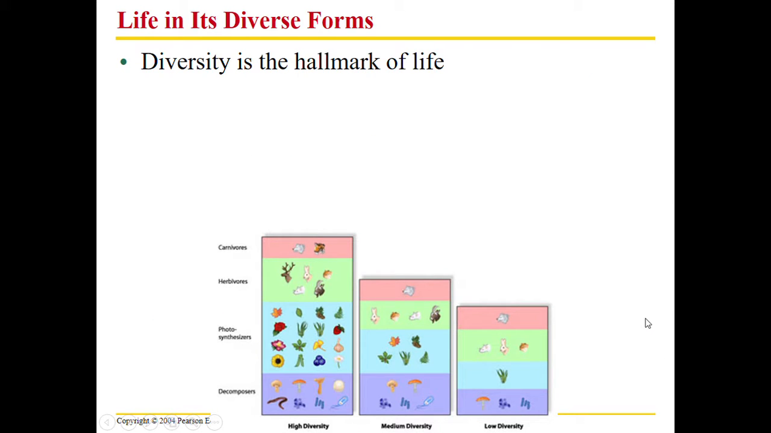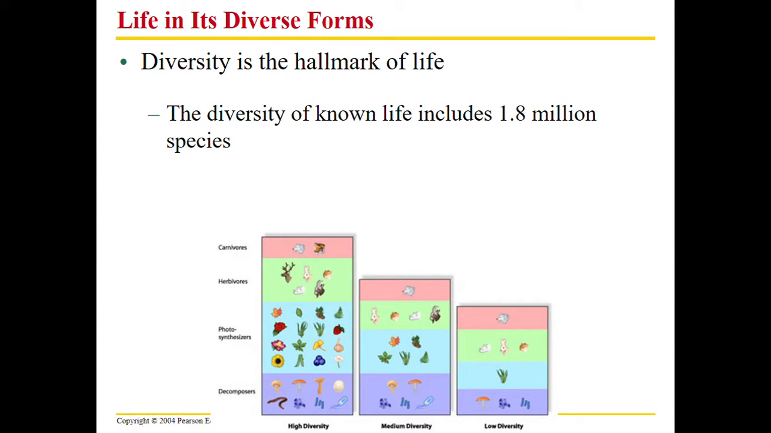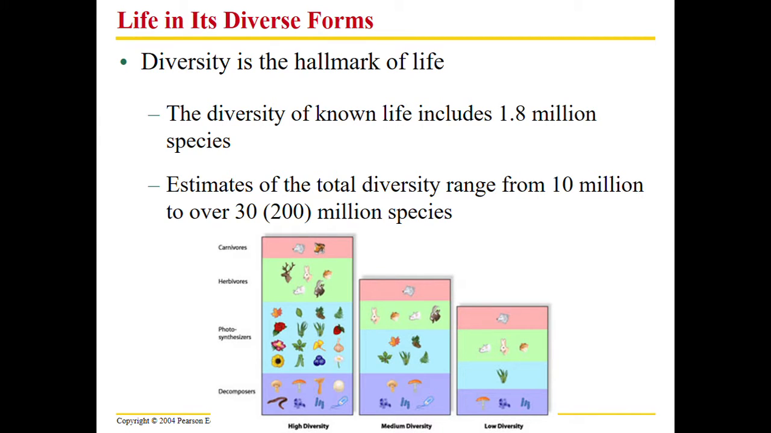Life in its diverse forms. So we are very diverse. As of right now, we have 1.8 million species that we know of. Estimates range from 10 million to over 30 million species, some even say 30 to 200 million species. There's so much of the world that we haven't discovered yet. And as scientists, we are just trying to further our knowledge in all these different areas.